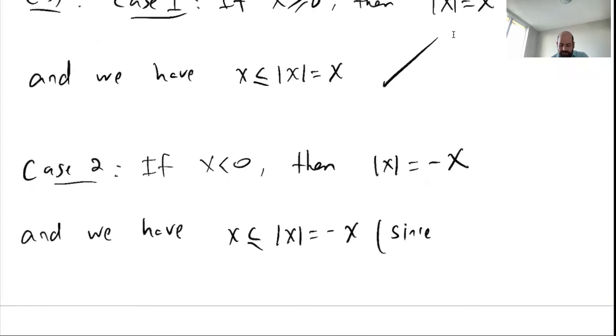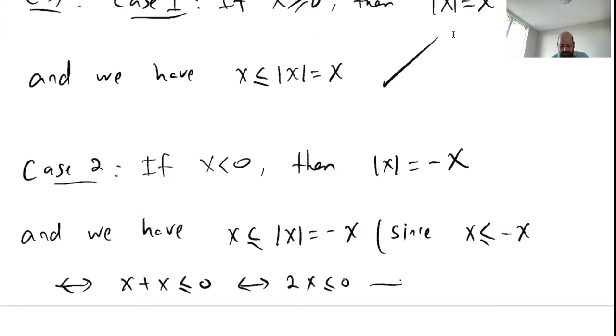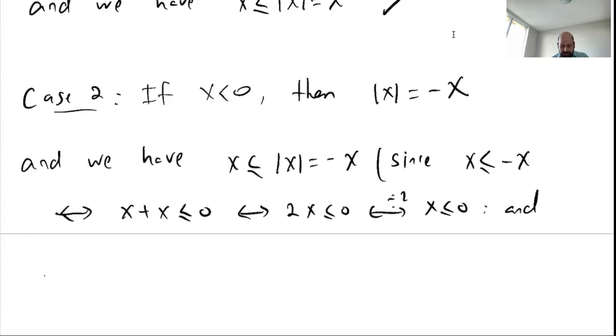What is my claim? What do I want to show? I want to show that x is less than or equal to minus x, right? And when will this be true? Let's do simple algebra. This will be true if x plus x is less than 0, if I take everything to one side. And this is true if 2x is less than 0. If I divide by 2, I'll get x less than 0, and x less than 0 by assumption of case 2.